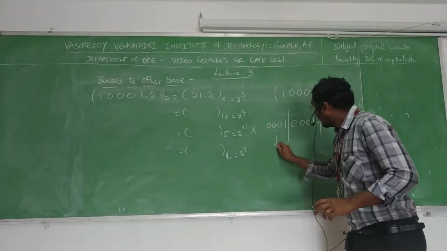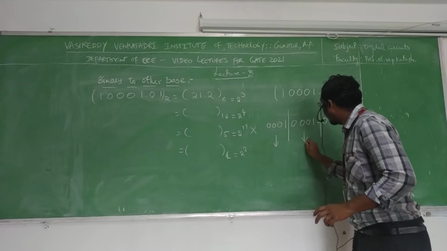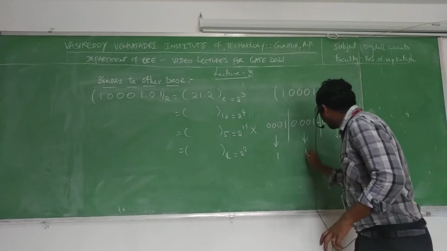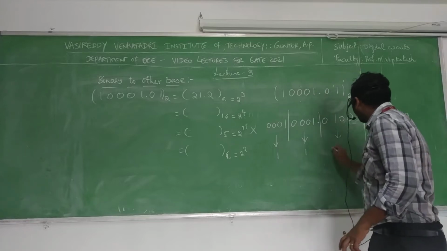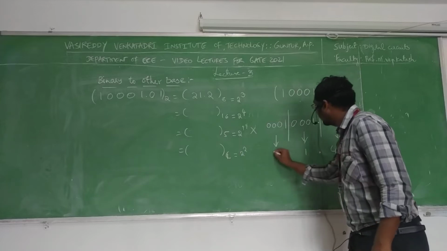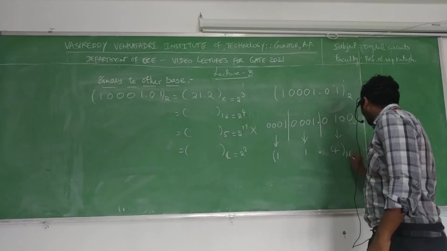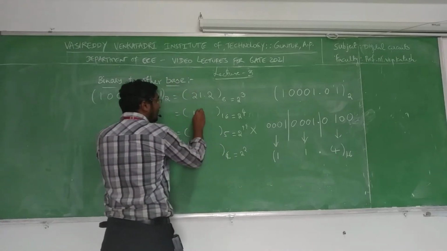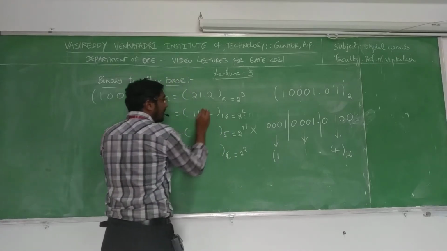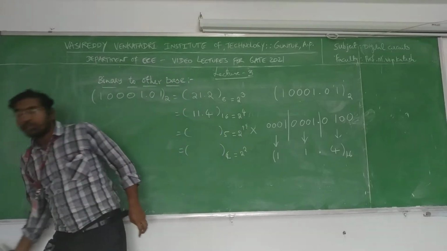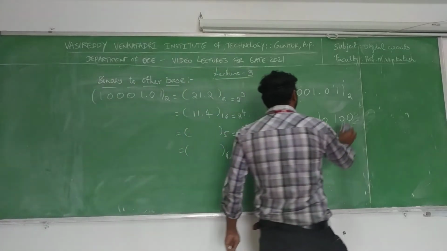Now, represent each group in its hexa equivalent. So, 0001 is a 1, 0001 is a 1, and 0100 is a 4. Therefore, it is 11.4 and it is base 16. So, we got the answer, which is 11.4 in base 16. Now, we consider how to convert it to base 4.